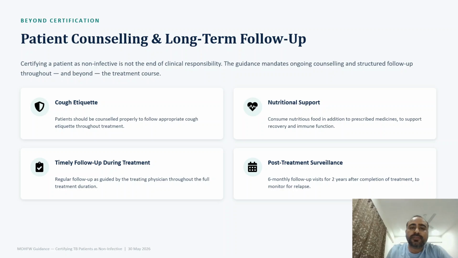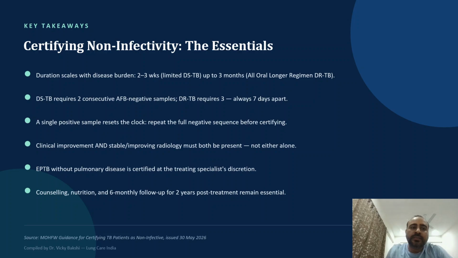So patient counseling is very important, and long-term follow-up is equally important. Cough etiquette should be discussed with the patient. There should be timely follow-up during the treatment as well as after the treatment, and the patient should be encouraged to consume nutritious food in addition to the prescribed antitubercular treatment. So these are the key takeaways for certifying non-infectivity.